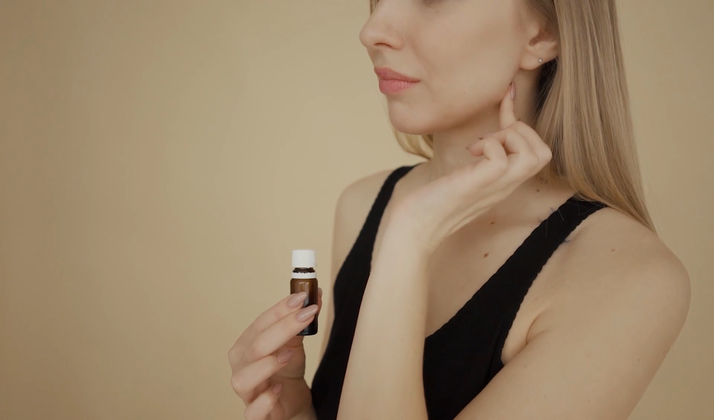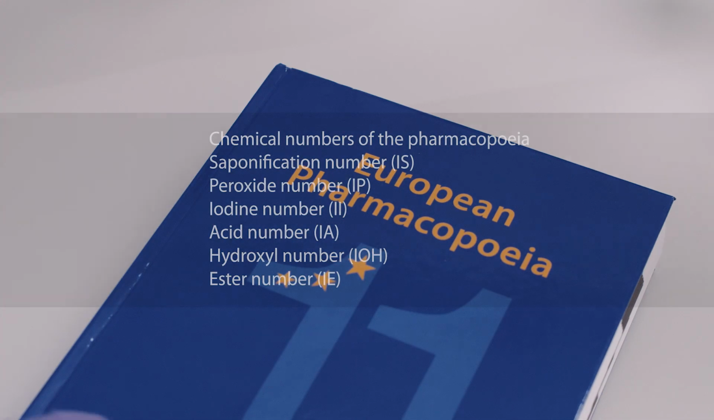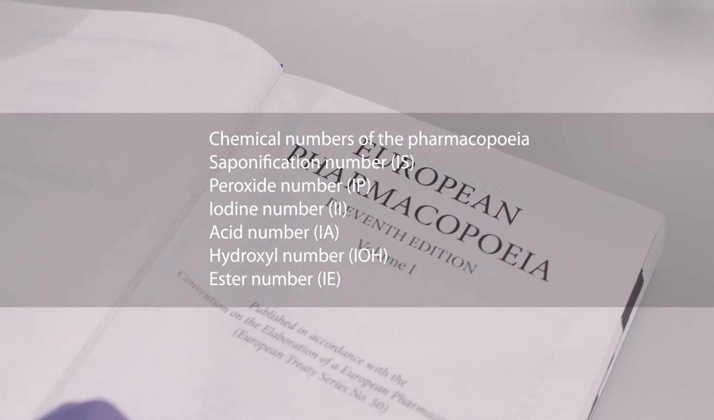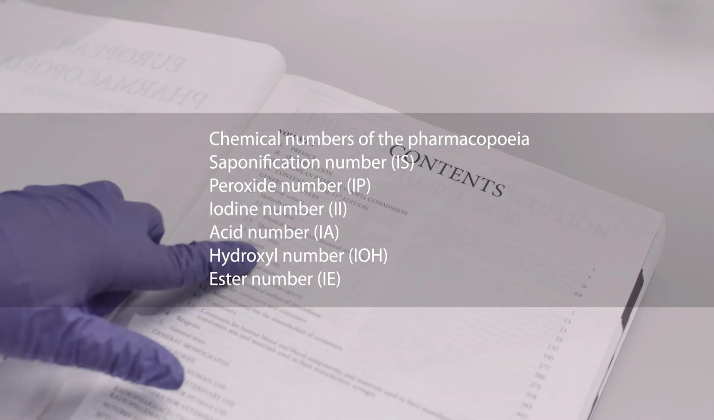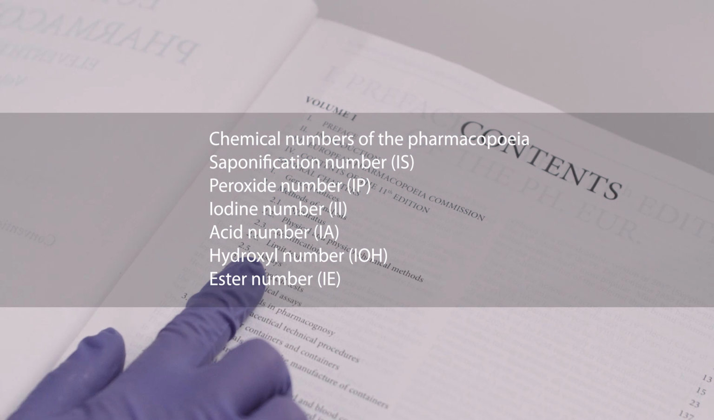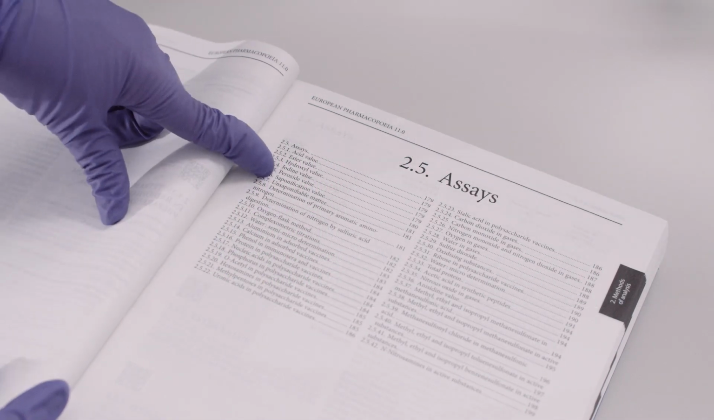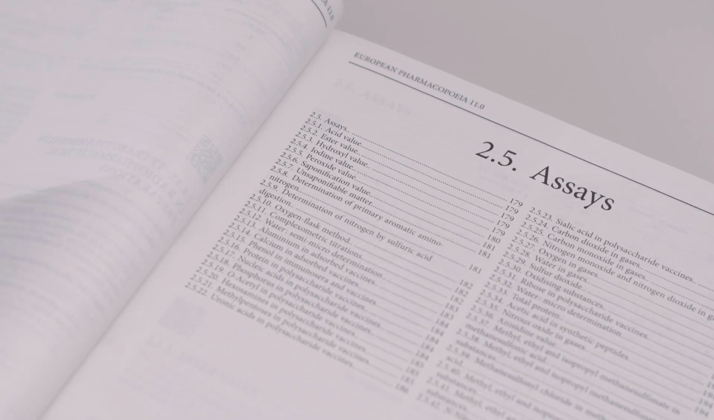The quality and properties of vegetable oils are evaluated by determining chemical numbers. These are saponification number, peroxide number, iodine number, acid number, hydroxyl number and ester number. In this lab exercise, we will learn about the peroxide number.